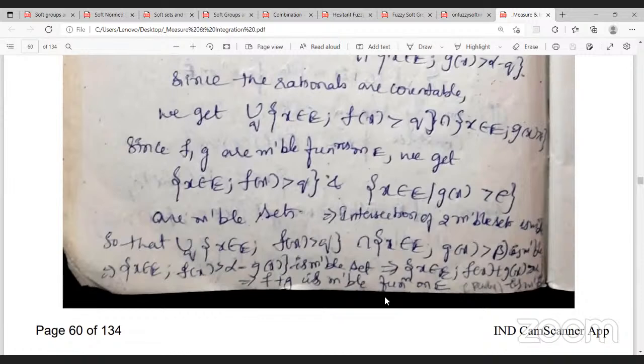Already proved. Then f plus g whole square and f minus g whole square are also measurable. We already proved f square: if f is measurable, then f square is also measurable. F plus g is a new function h, which is also measurable, so its square is also measurable. Write down: f plus g whole square and f minus g whole square are measurable functions.